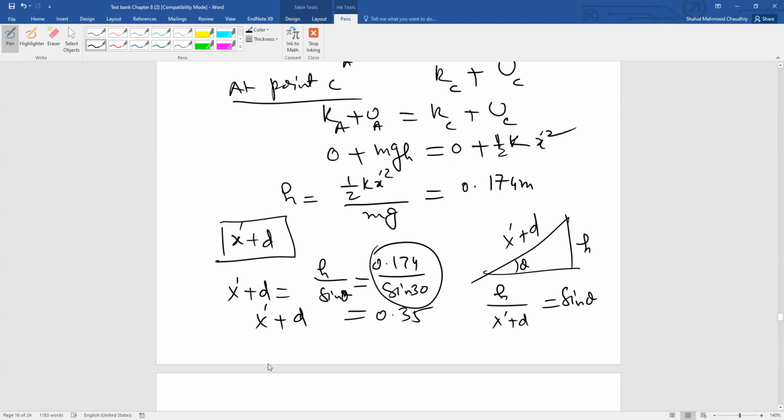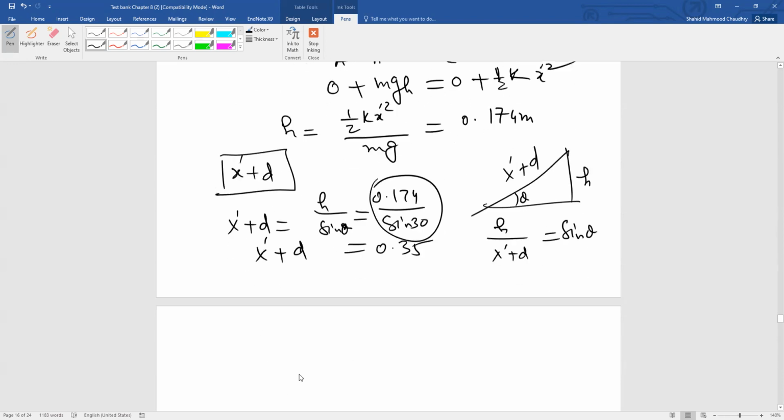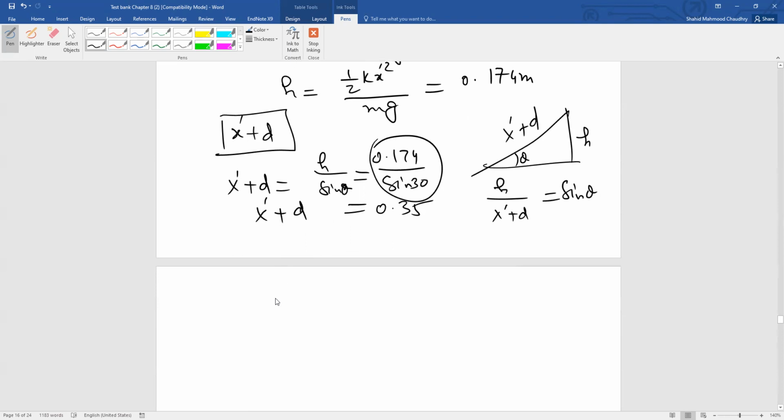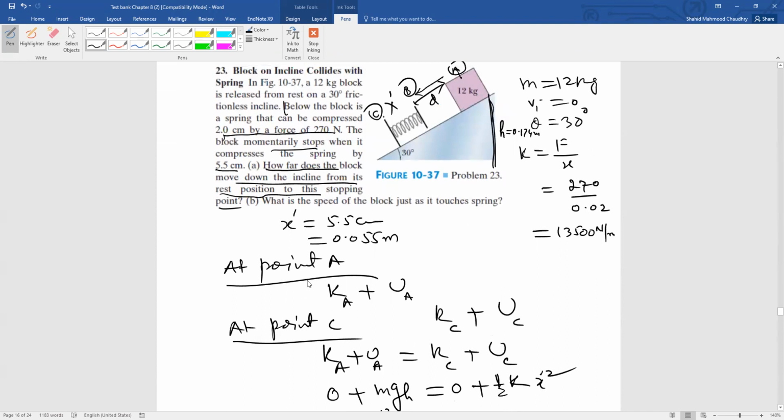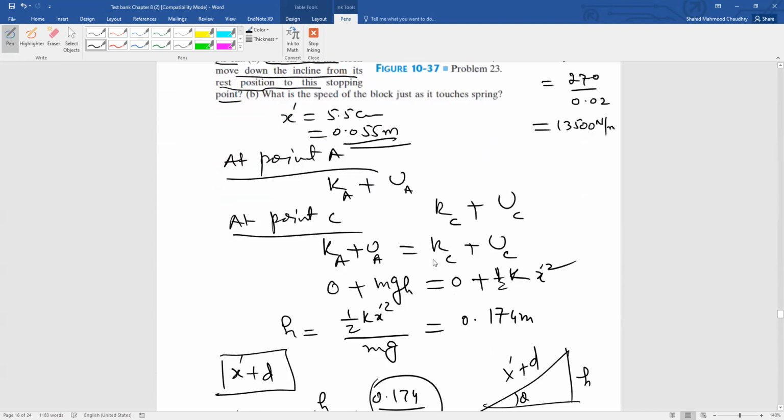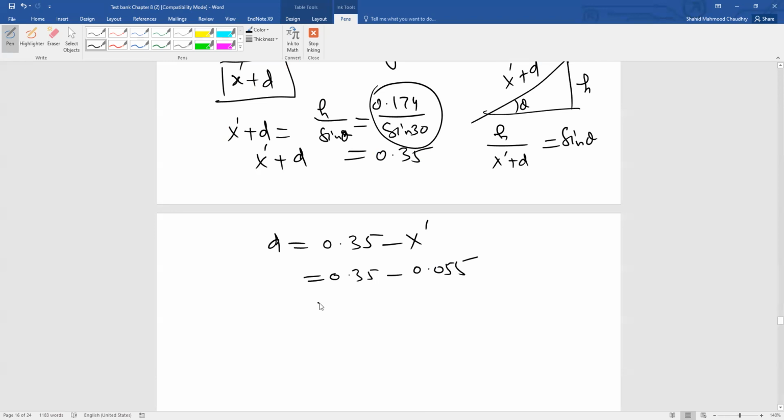So the D value will be, I'm writing the D value because I need it, 0.35 minus x dash. So 0.35 minus x dash, which is 0.055 because this value is 0.55. We know this one. So when we solve this one, we will get the answer 0.292 meter. So this is the D value.